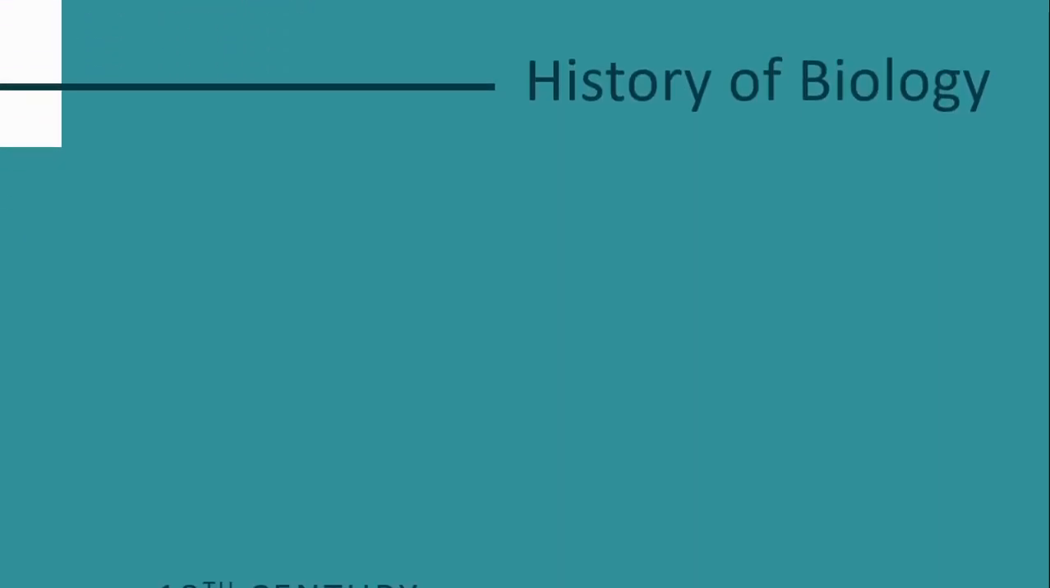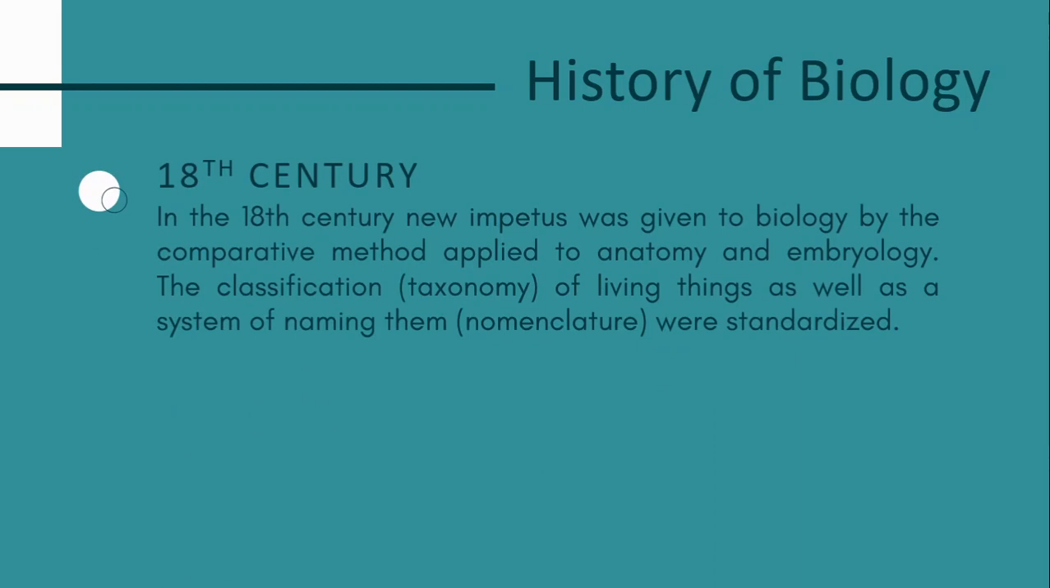After the Renaissance, it was followed by the 18th century. During the 18th century, new impetus was given to biology by the comparative method applied to anatomy and embryology. The classification or taxonomy of living things, as well as the system of naming or binomial nomenclature, were standardized.